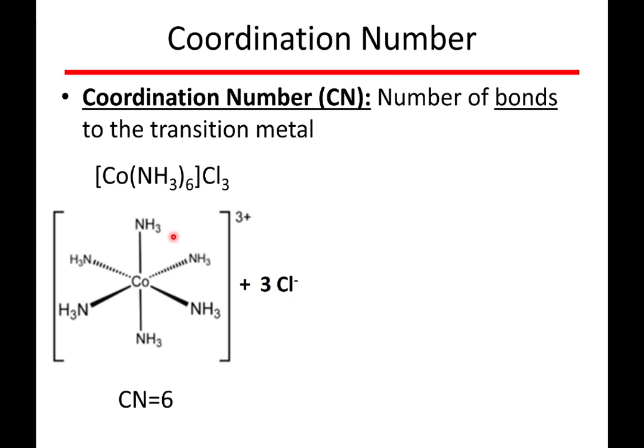Now, in this case, the coordination number is equal to the number of ligands that you have because all of the ligands here are unidentate. But these numbers will differ when you're dealing with bidentate, tridentate, hexadentate ligands.